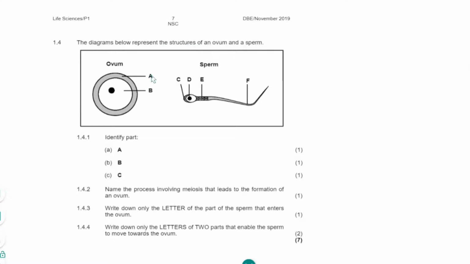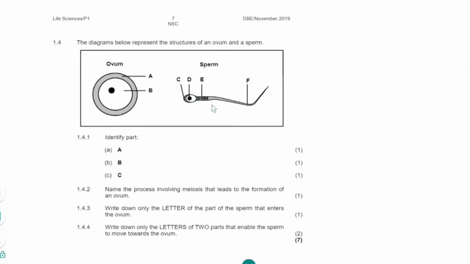What is A? A is a jelly-like layer. B is cytoplasm. C is acrosome. D is nucleus. E is middle piece or mitochondria, based on which question they're going to ask you. And then F is the tail.